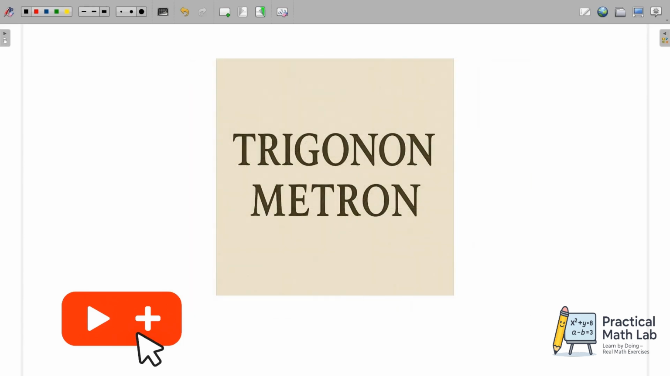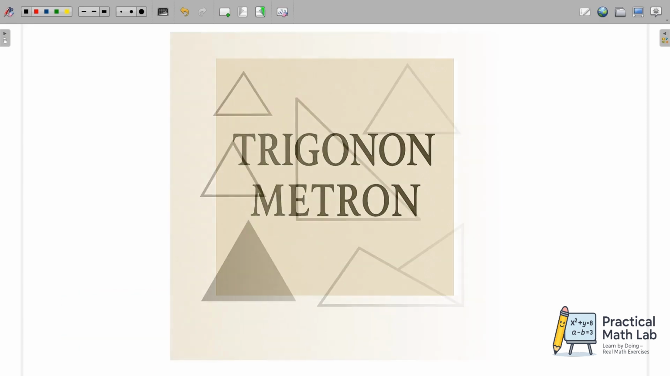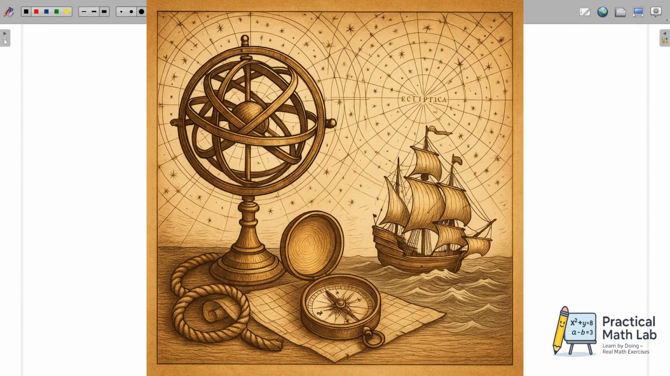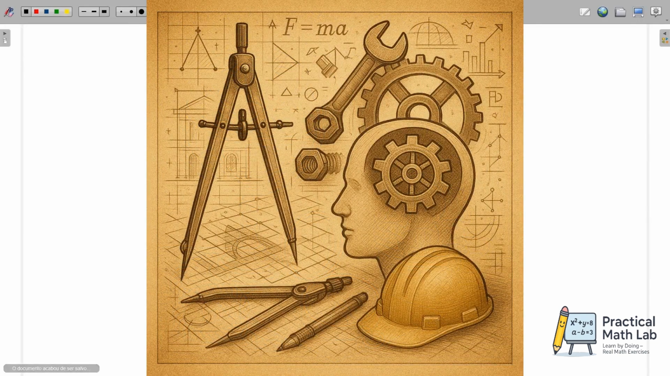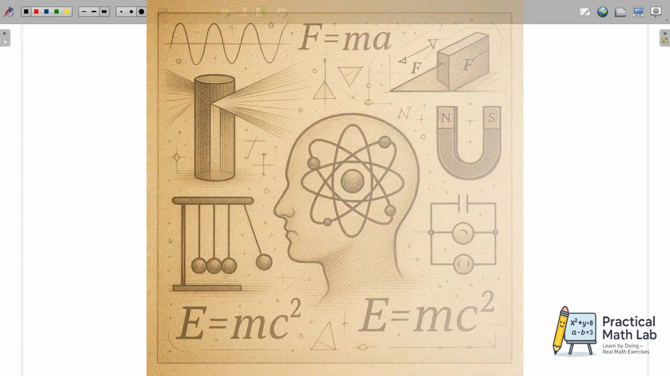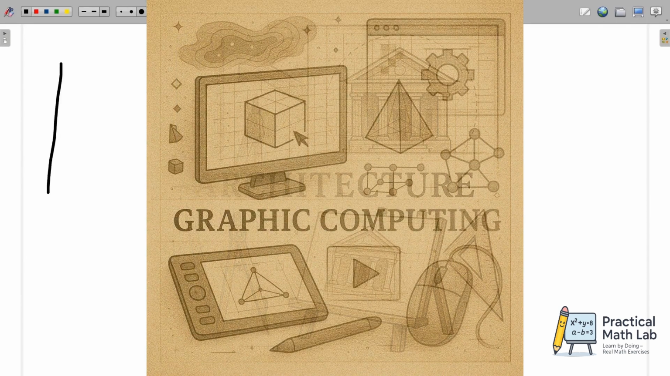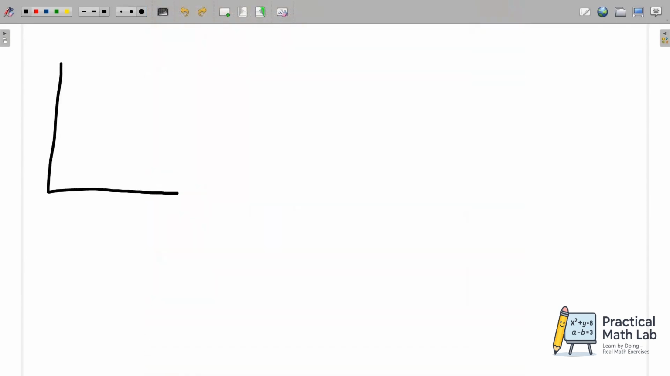The word trigonometry comes from the Greek trigonon, which means triangle, and metron, which means measure. In other words, trigonometry is the study of the relationships between the sides and angles of a triangle. It was created to solve problems in astronomy and navigation, but today it's used in engineering, physics, architecture, computer graphics, and many other applications. An angle is formed by two lines or segments that meet at a point.